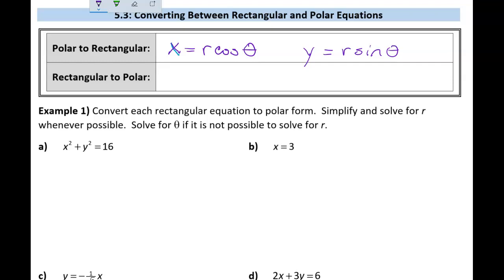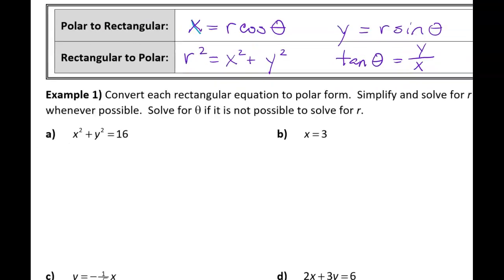Now, if we want to convert from rectangular to polar, that is, we have the x and the y, and we want to convert to r and theta, we can find r by using r squared is equal to x squared plus y squared. That's just the Pythagorean theorem. And we can find theta by using the equation tangent of theta is equal to y over x. So bear those equations in mind as we convert each of the following equations.